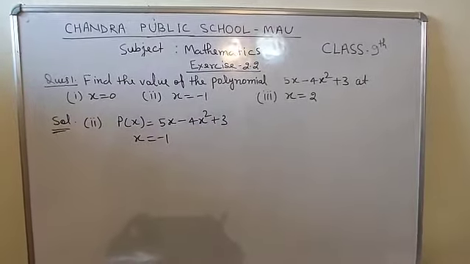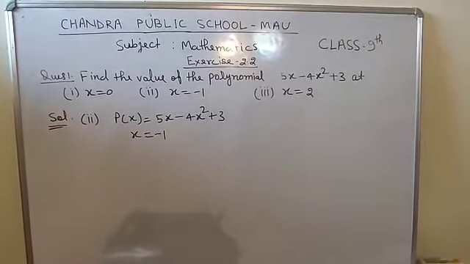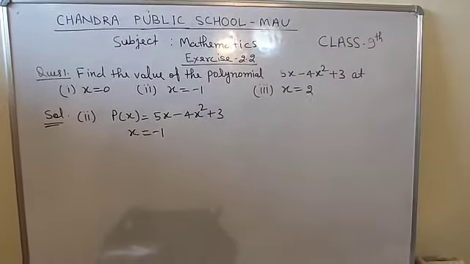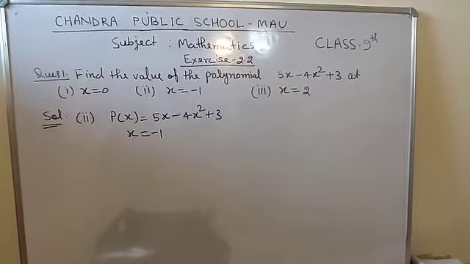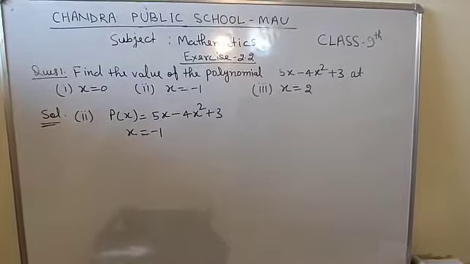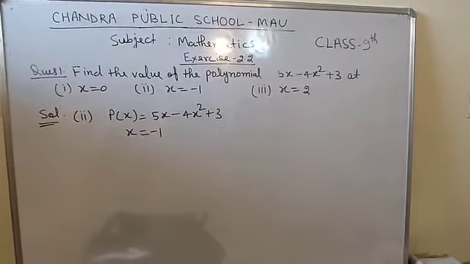Today I am going to start exercise 2.2. In the previous video I had discussed what the value of a polynomial is, the zeros of the polynomial, and the way to find the zeros of the polynomial. That will be applied in exercise 2.2. So first you need to go through that video, and after that you will be able to solve all the questions of exercise 2.2.